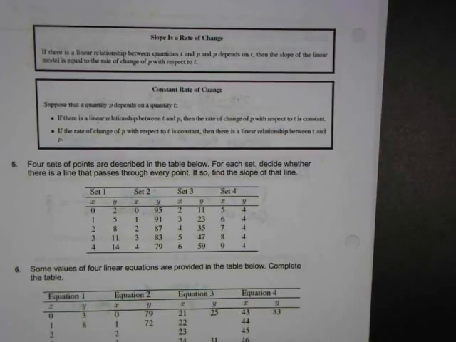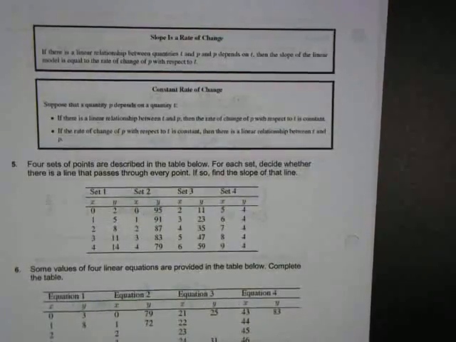Suppose that a quantity P depends on quantity T. So again, P is the Y and T is the X. If there is a linear relationship between T and P, then the rate of change of P with respect to T is constant. Fancy words, what are they saying? They both change, equally. Oh, okay. That's like slope. That's exactly what they're saying. They're saying the slope is always the same.